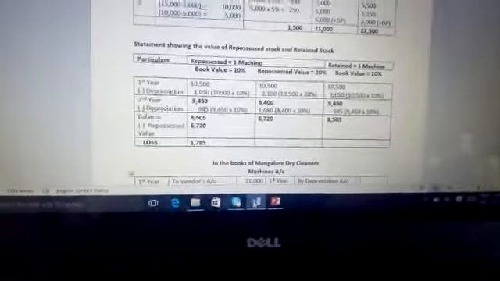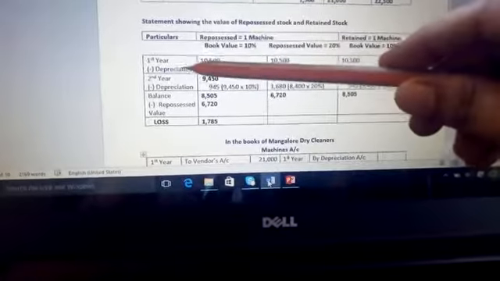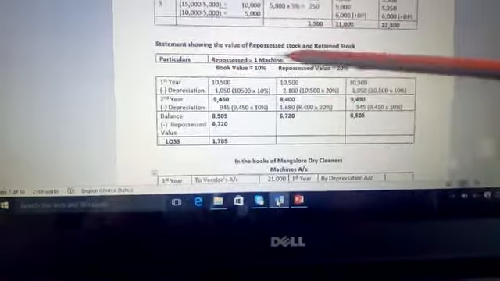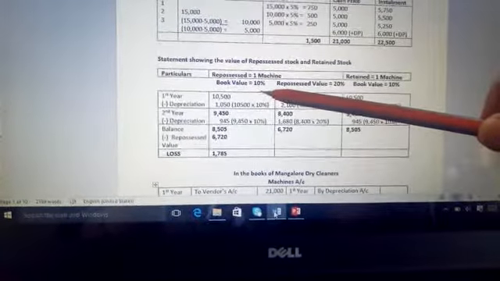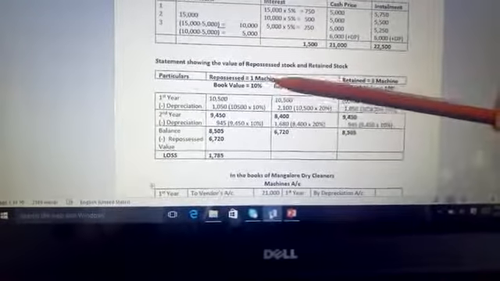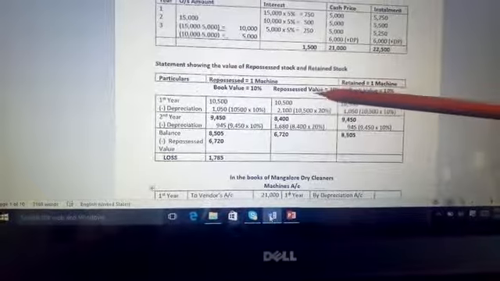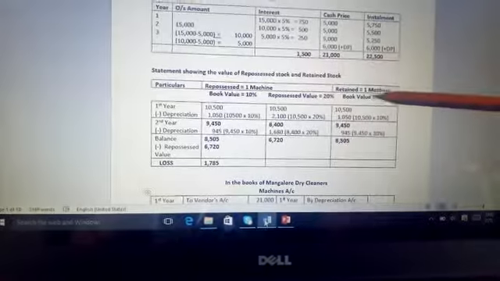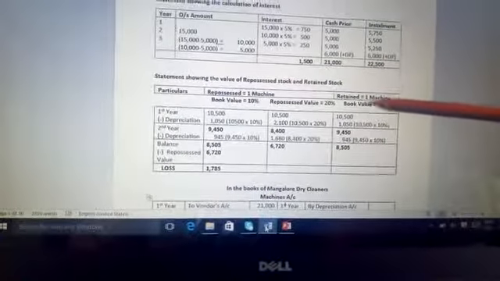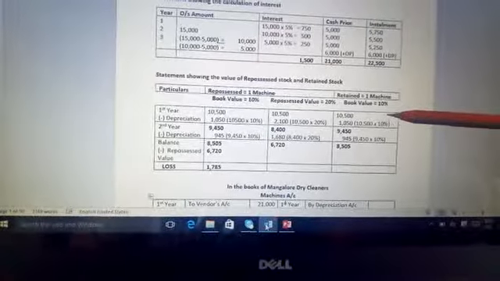Okay. So here in the first year, see, particulars: repossessed one machine, retained one machine. So what is the book value? What's the rate of depreciation charged by the hire purchaser? 10%. But on repossession, the hire seller will charge the depreciation at the rate of 20%. And this is the retained machine, and the rate of depreciation is 10%. That 10% is charged by the hire purchaser.